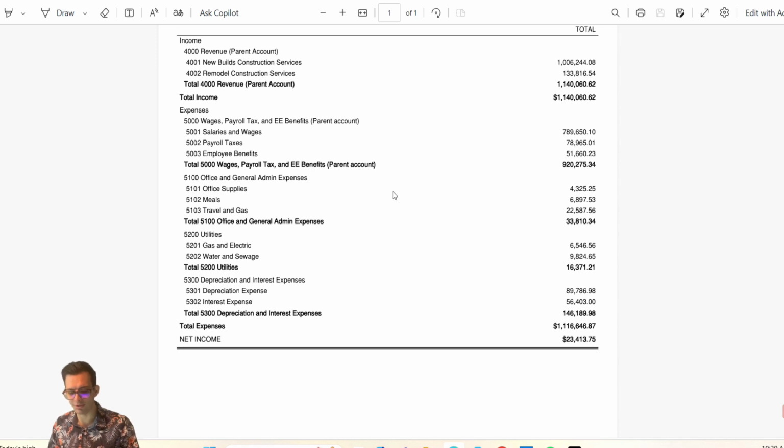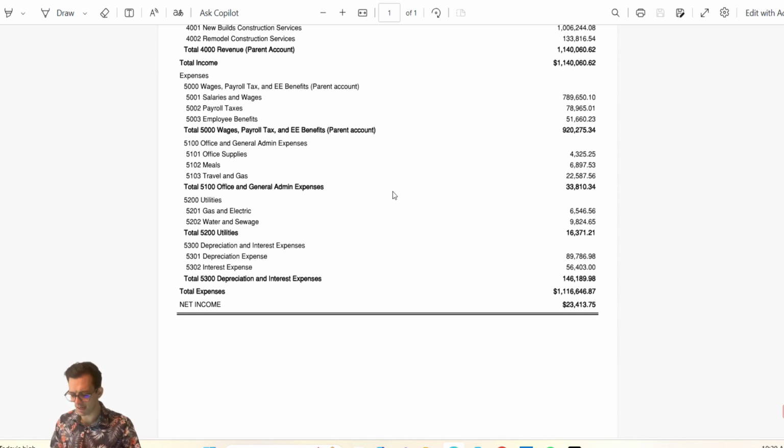Luckily, his general administrative is only $33,000, not too much, okay. Utilities, $16,000, okay, great. Depreciation and interest expense, $146,000. And just for the sake of this, let's say those are all of his expenses. He has no other expenses. This is complete, accurate, no errors. So at the end of the day, he had 1.1 million in expenses.